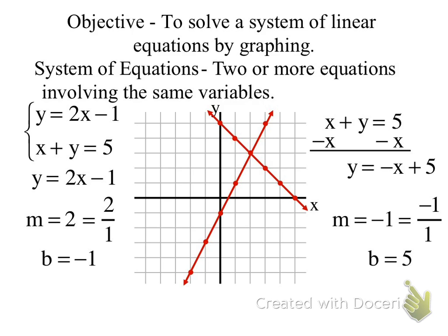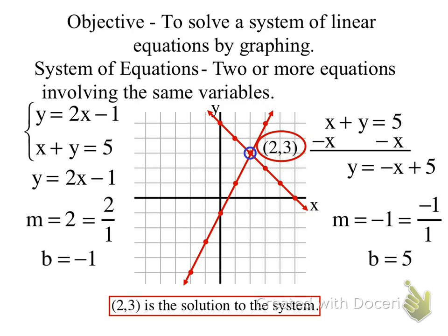What is the solution to this system? The intersection is the solution, which would be 1, 2, up 1, 2, 3. You put the address, the ordered pair, the coordinate: (2, 3). So (2, 3) is the solution to the system.